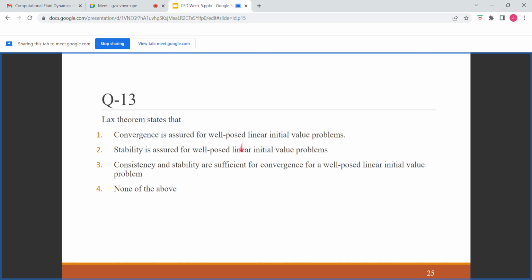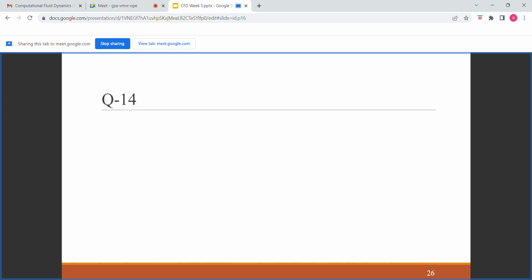We saw well-posed problems in the last session also. It is not stated by Lax's theorem, whereas consistency and stability are sufficient for convergence for well-posed linear initial value problems. Lax's theorem states only this, that in order to achieve convergence, consistency and stability are sufficient. So we'll move on to the problem. I hope this is clear from Lax's theorem. We'll move on to problem 14.